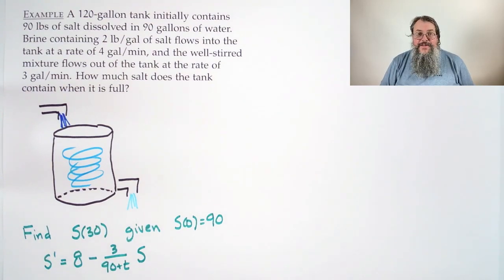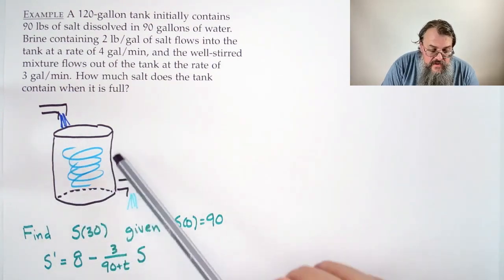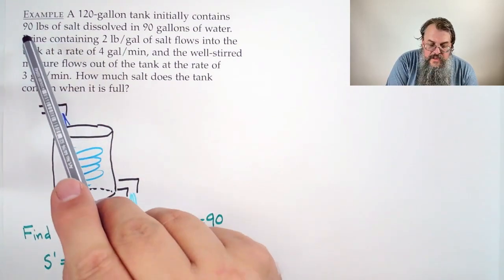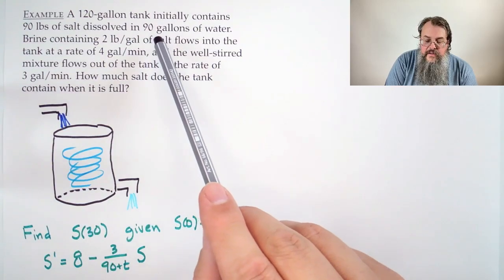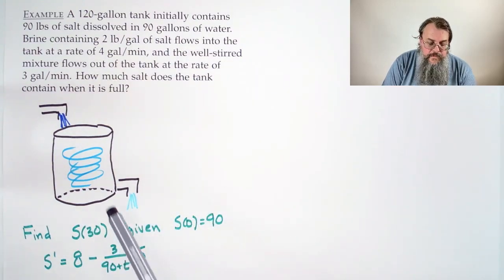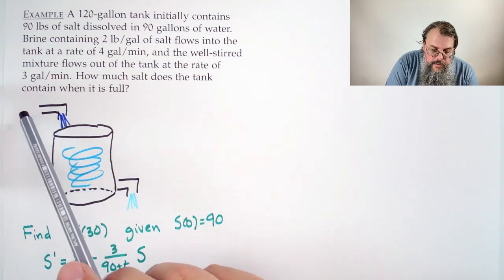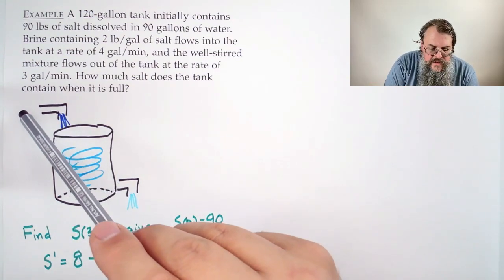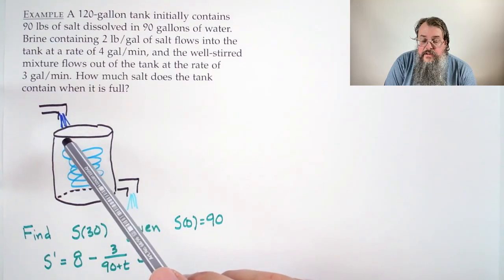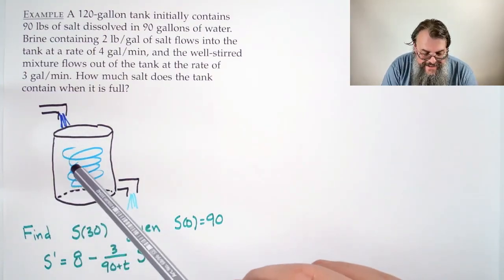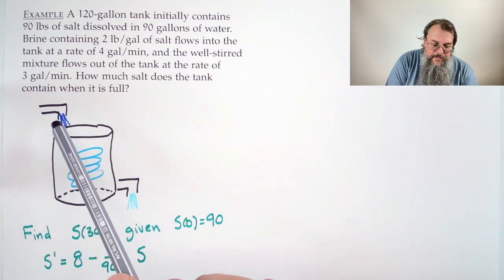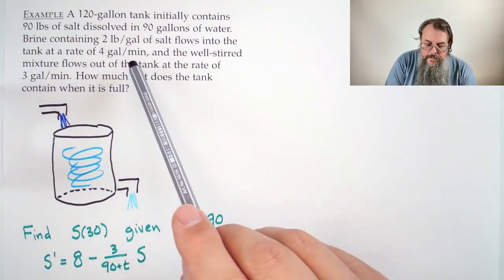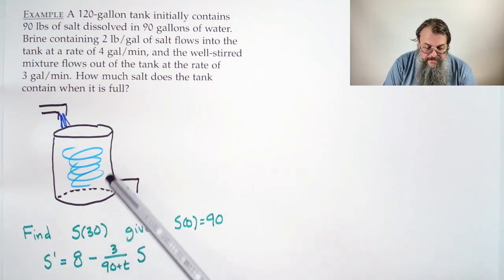So as a reminder, what's going on? Well, we have this tank here. It has a capacity of 120 gallons, and initially there's 90 pounds of salt, and it's dissolved in 90 gallons of water. And then some brine comes in. Now, brine is just a fancy way of saying salt water. There's 2 pounds per gallon of salt, and it's coming in at 4 gallons per minute. So if you say, 2 pounds per gallon, 4 gallons per minute, that's 8 pounds per minute.